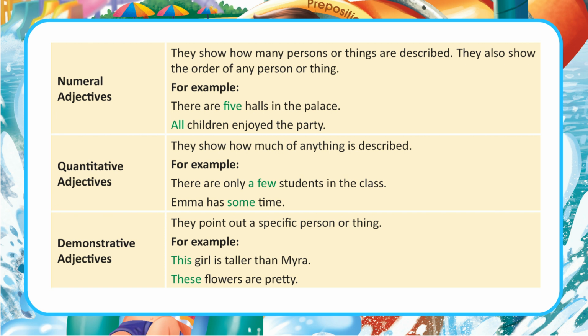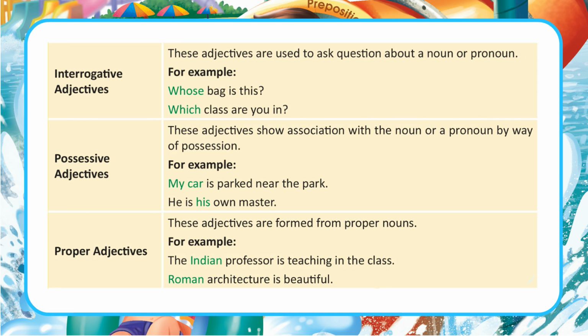Emma has some time. Demonstrative adjectives. They point out a specific person or thing. For example, this girl is taller than Myra. These flowers are pretty. Interrogative adjectives. These adjectives are used to ask questions about a noun or pronoun. For example, whose bag is this? Which class are you in?